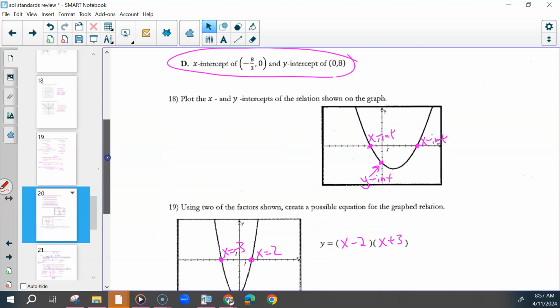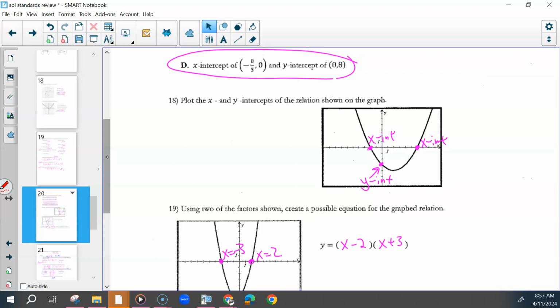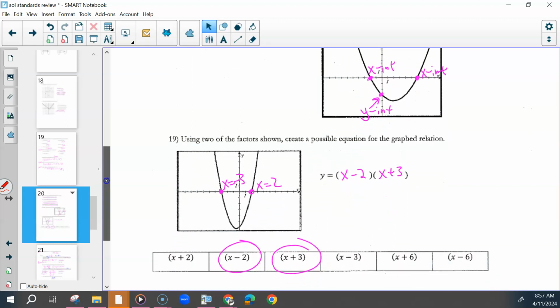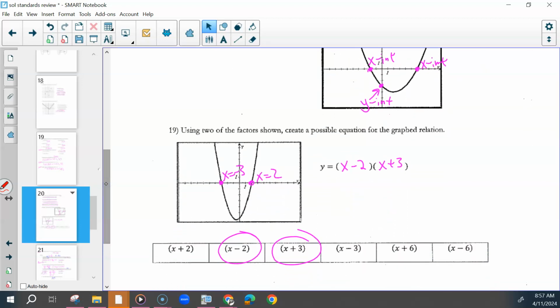18, you had to plot the x and y intercepts, so there should have been 3 points plotted. 19, you had to find which two factors would create this equation, so you could have played around with those, put different ones in, and saw which one graphed that.